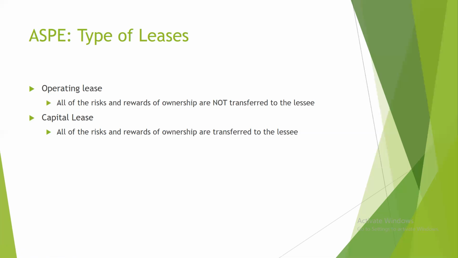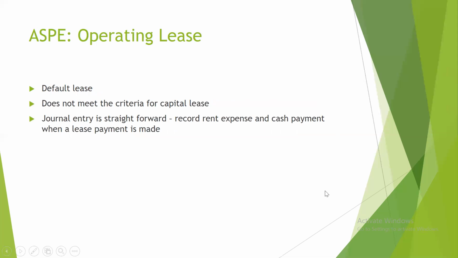So what a capital lease means is that it seems like you own the asset without actually owning it. An operating lease doesn't look like you own the asset. The risks and rewards of ownership are not transferred to the lessee. So let's start with talking about the operating lease. The operating lease is the default lease.